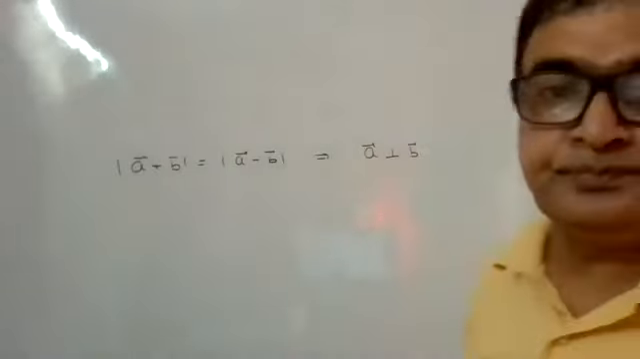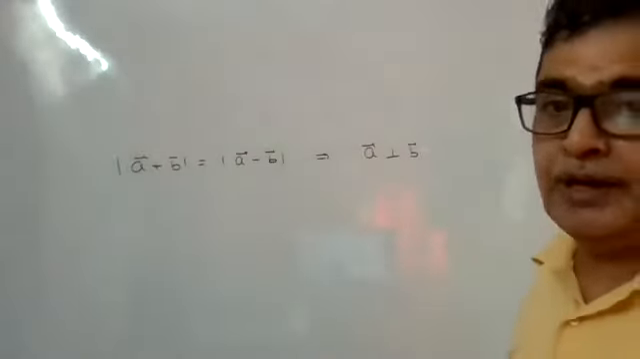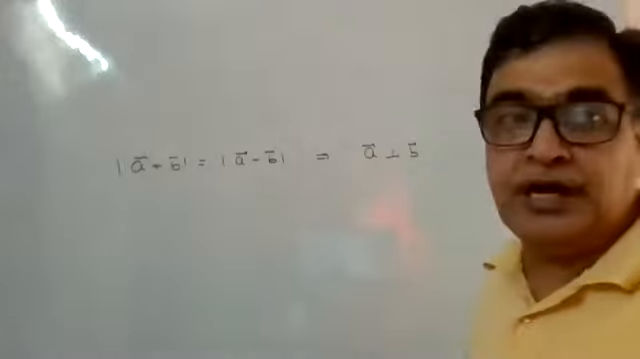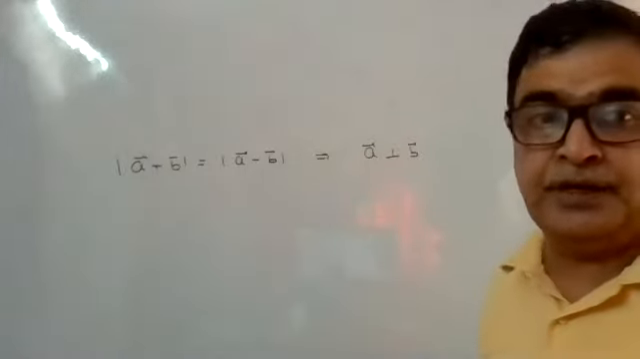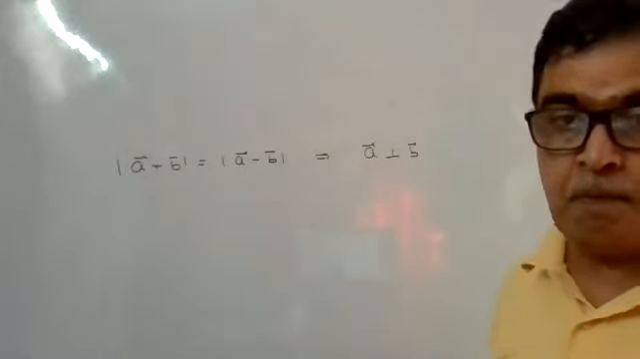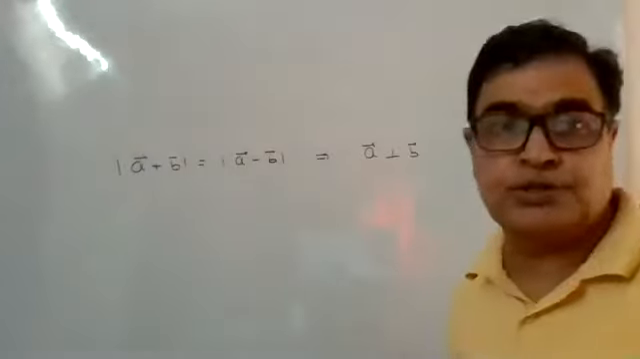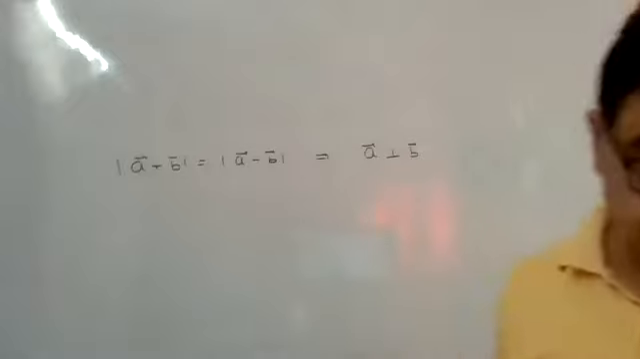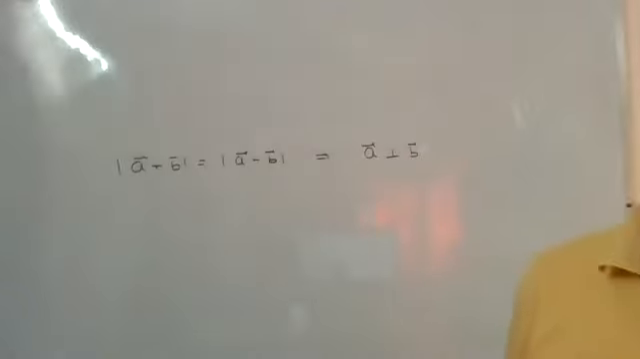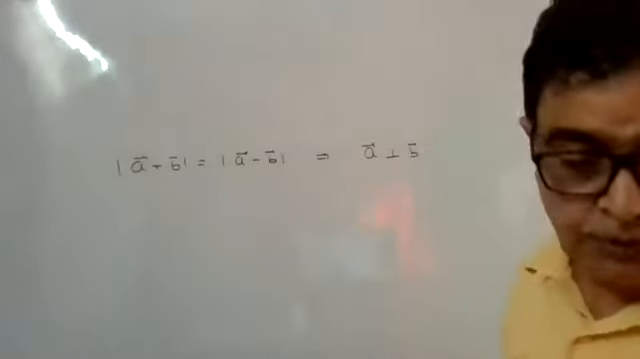Please do it. Magnitude of A plus B is equal to magnitude of A minus B. Prove that A is perpendicular to B. Yes, how to start this question?